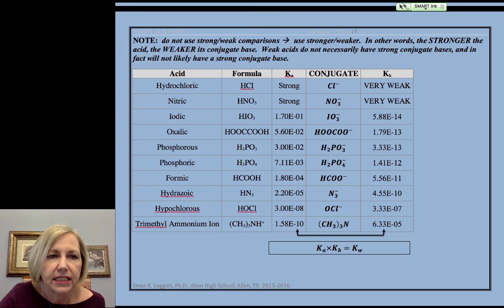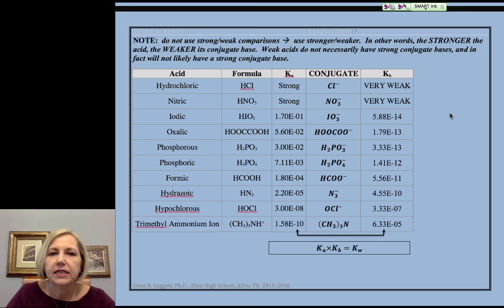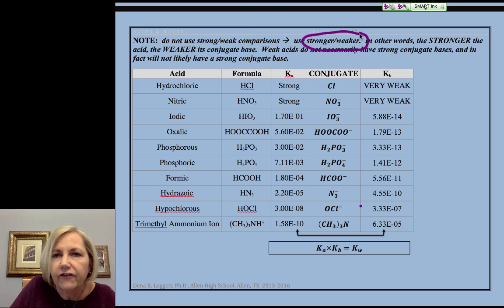I hear it said that strong acids have weak conjugate bases, weak acids have strong conjugate bases, and that's not true. What I want you to use is not strong versus weak, but stronger versus weaker. Now, here's my formula for my acid. To go to the conjugate base, so this would be its conjugate base, you just lose an H and a plus. All right, so that's the difference between those formulas.